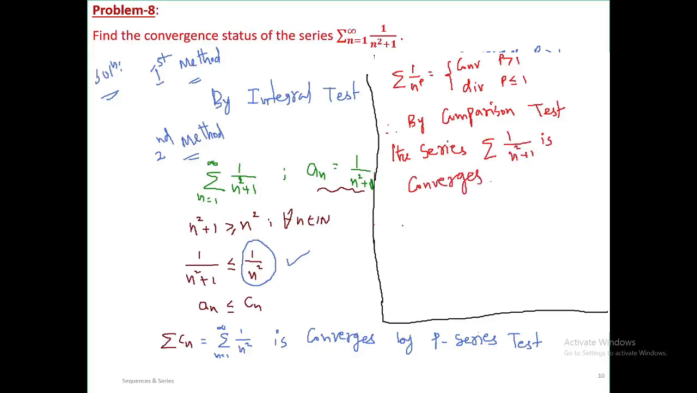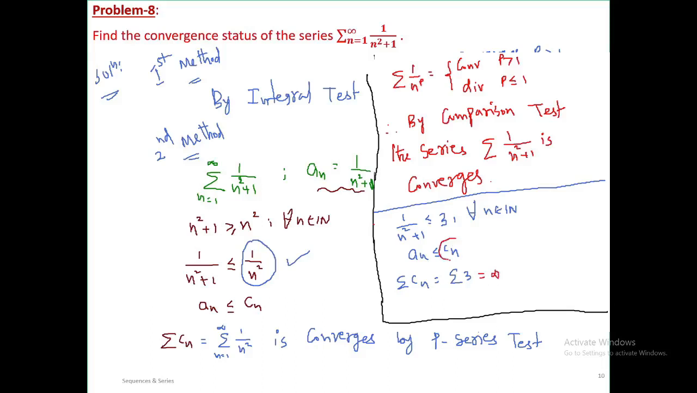Okay, let me recall one thing so that it will be very clear. For example, look at the same term, n square plus 1. This is always less than or equal to 3, right? It is true for all n belonging to the natural number set. Now you treat this like an and this like cn. That means series cn will be the series of 3, where cn is 3. But what is the series 3? It will be infinity. Therefore it diverges.